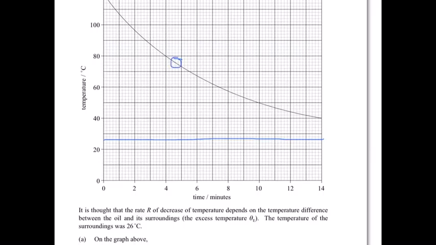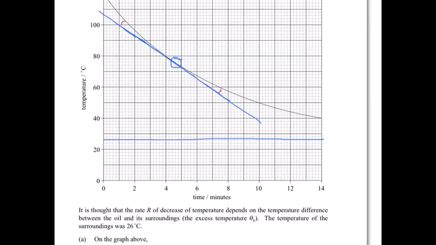When drawing a tangent to the curve, try to make sure that there's an equal angle on both sides of the point at which you're measuring the tangent from. So there we go. It's not great, that line, but it's about as good as I can do on here. And what I mean is that the angle here is roughly the same as the angle here.